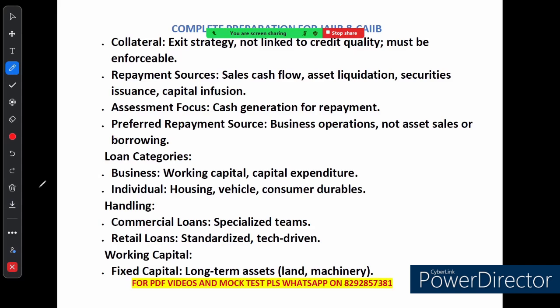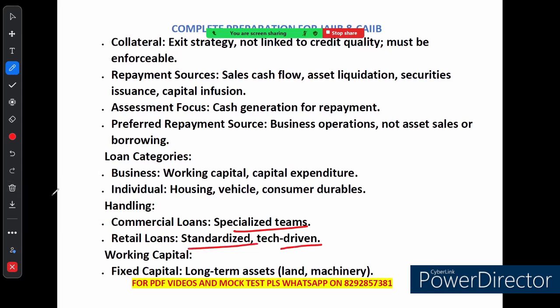Let's quickly break down the types of loans and talk about the important business concept called working capital. There are two main categories of loans. The first is called business loans. These are for things like working capital or big expenses like building, machinery, or land. The next is called individual loans. These are for personal needs like buying a home, a car, or even electronics. Business loans are handled by a specialized team since they are more complex, but personal loans are often standardized and tech-driven, making the process faster and more efficient.